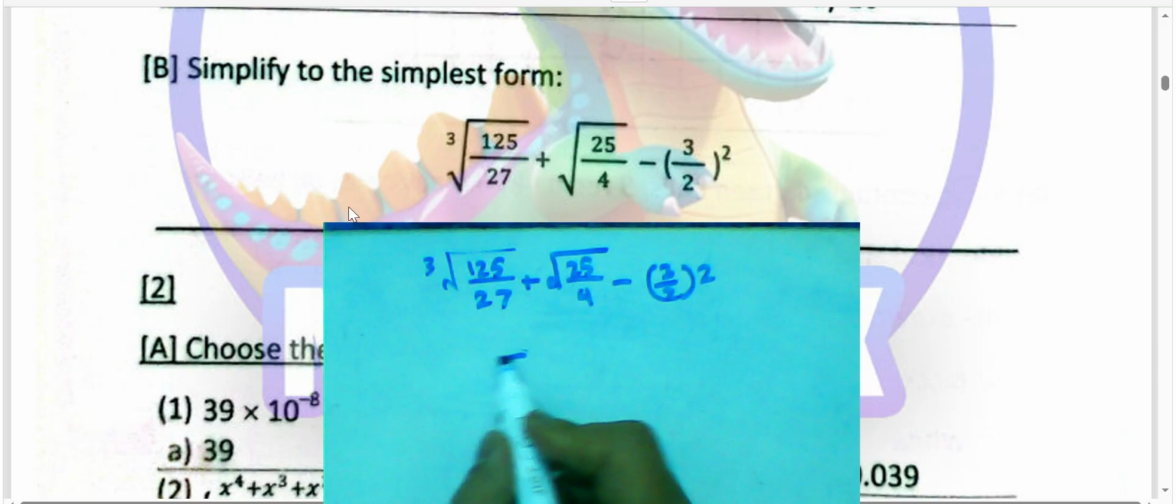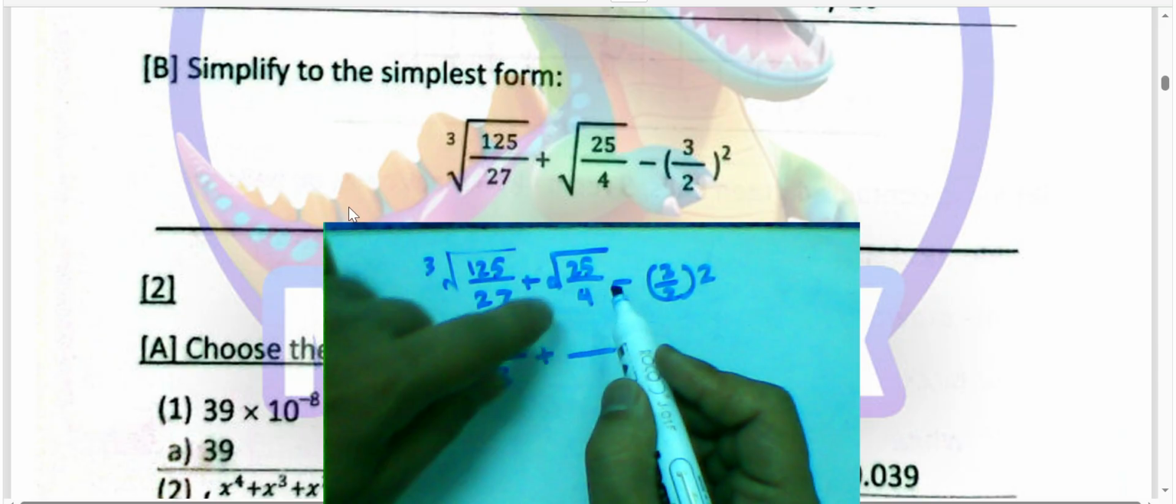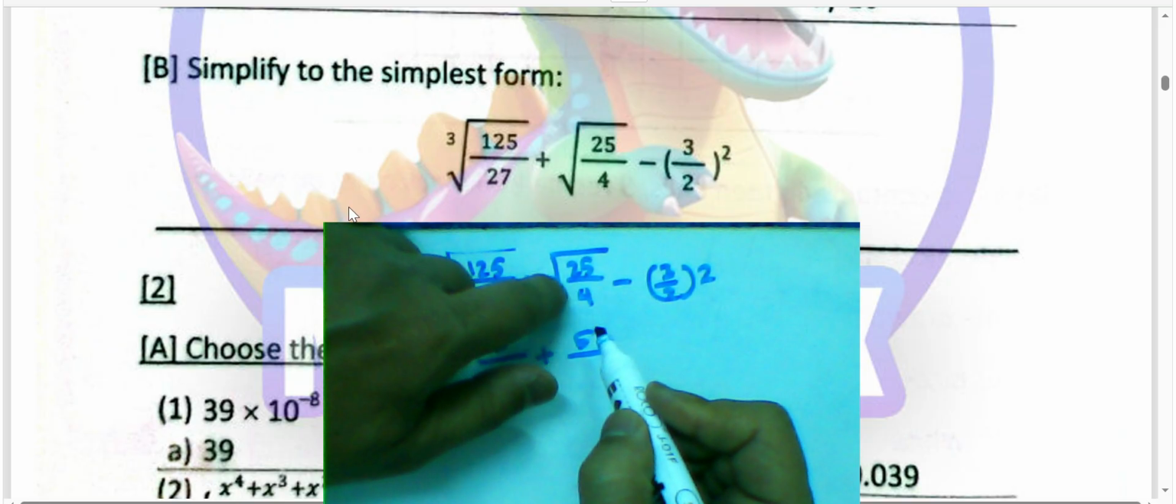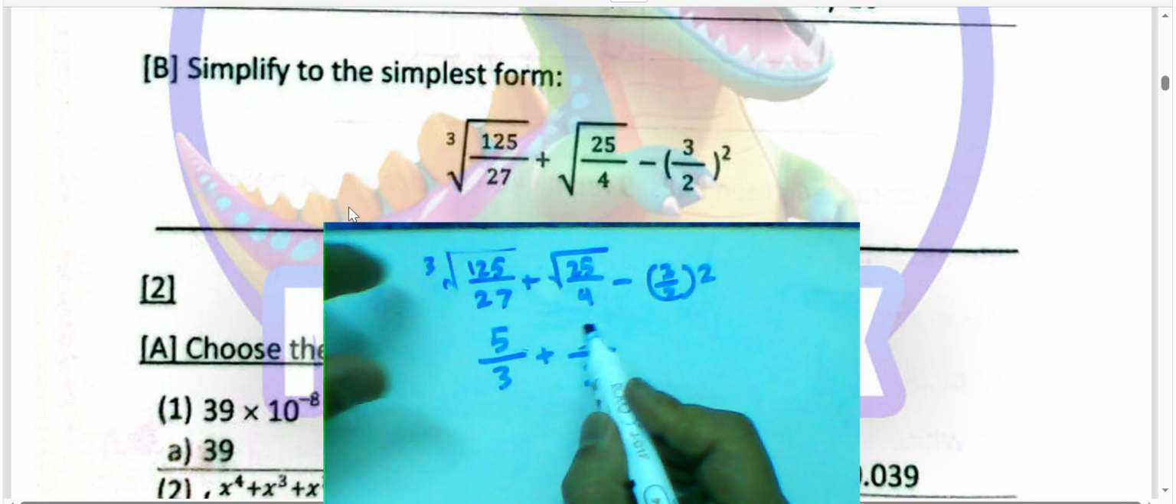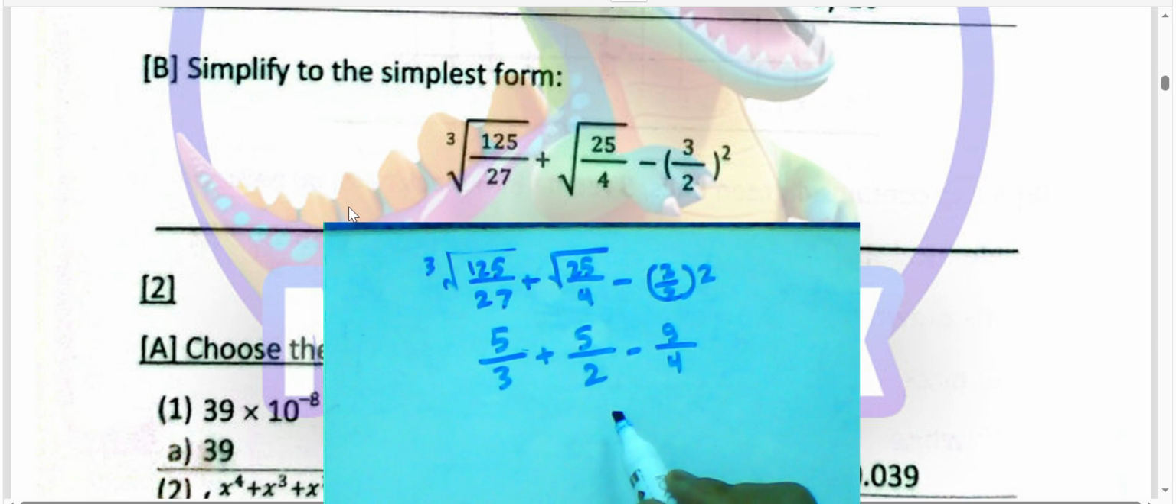Cubic root of 125 is 5. Cubic root of 27 is 3. Square root of 25 is 5. And square root of 4 is 2. Subtracted by 3 power 2 is 9. 2 power 2 is 4. And then we can find the least common multiple of 4, 2 and 3. It will be 12.